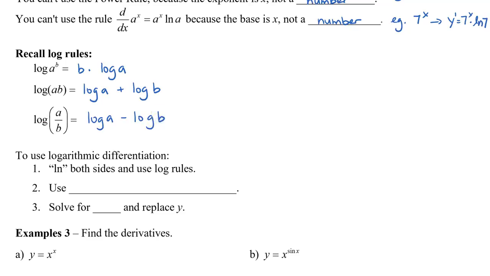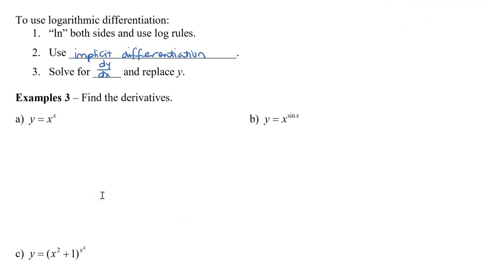Some of you might not be familiar with these rules, but we'll practice them as we do these differentiation questions. To use logarithmic differentiation, first we take the natural log of both sides, and then we use our log rules to do some simplifying. After that, we use implicit differentiation to find our derivative, and then we solve for dy/dx, because that's what happens when we do implicit differentiation. After we've done that, we replace y with what we started with, which is what our question was at the beginning. So let me show you an example.